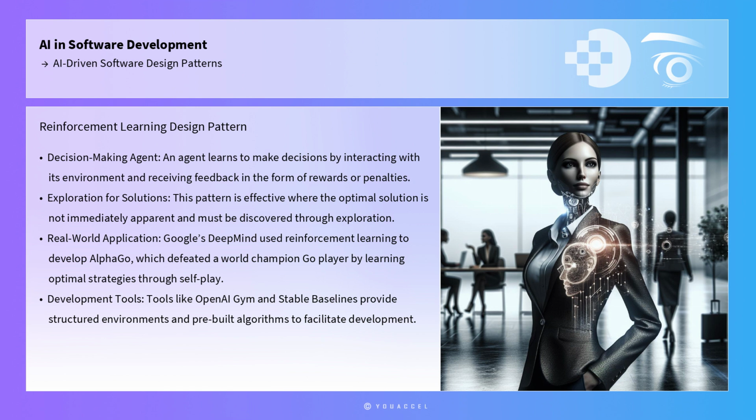Implementing reinforcement learning can be complex, but tools like OpenAI Gym and Stable Baselines provide structured environments and pre-built algorithms to facilitate development.